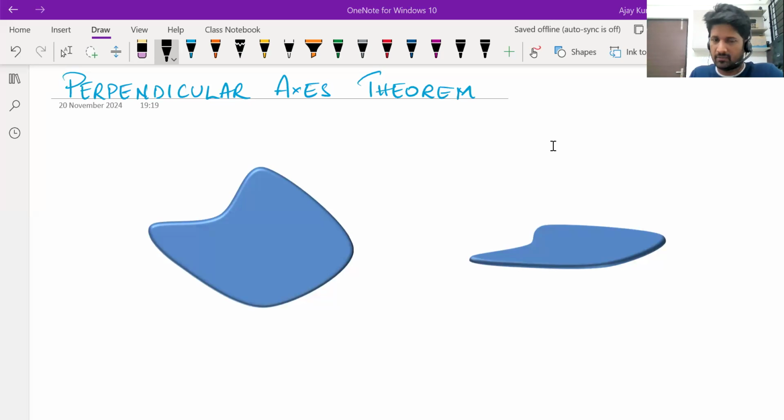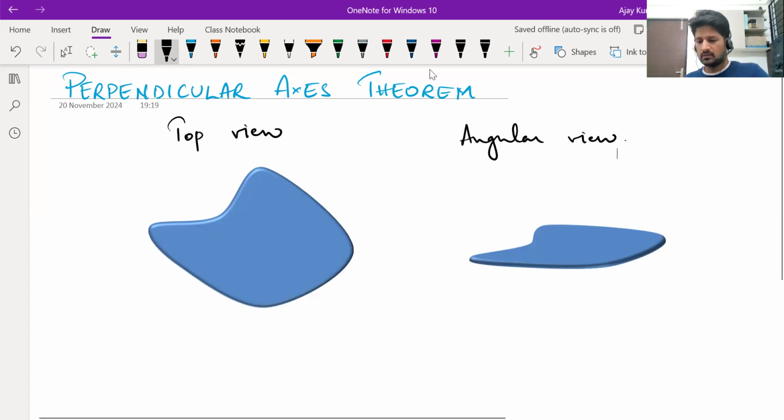Consider a planar object. Planar means flat object. So this is the top view of the object, and this is the angular view. Fine. It must be a planar object. I'll tell you why it must be.